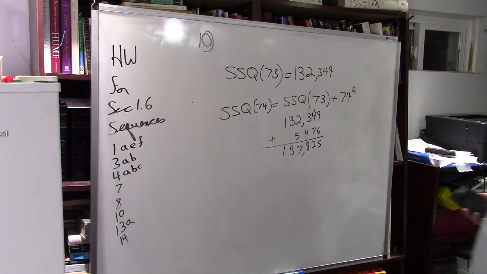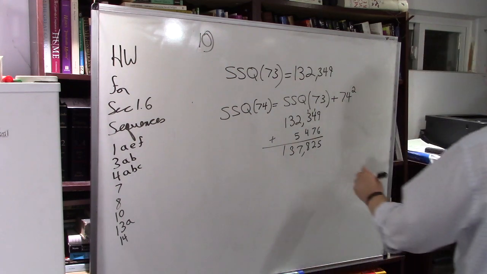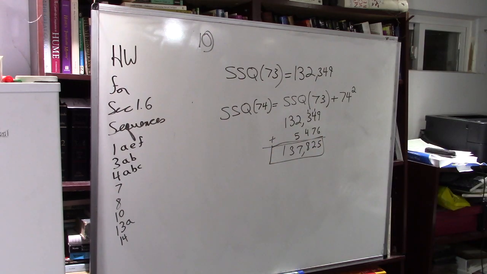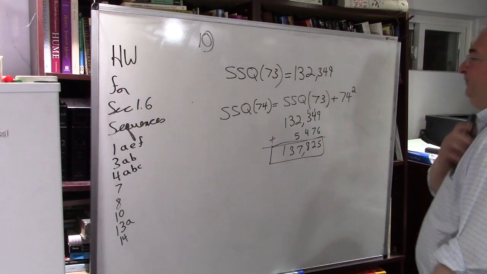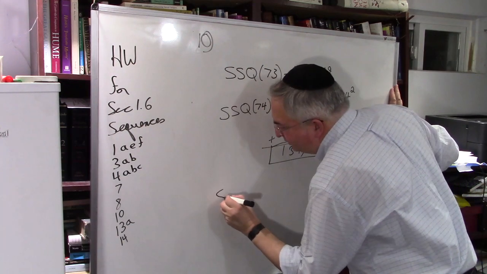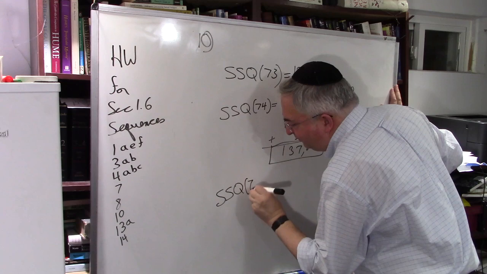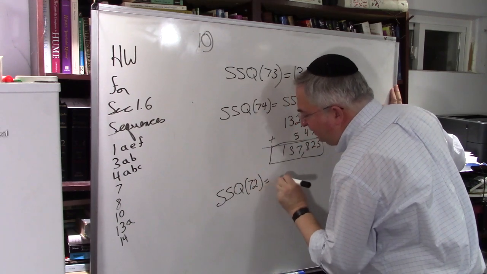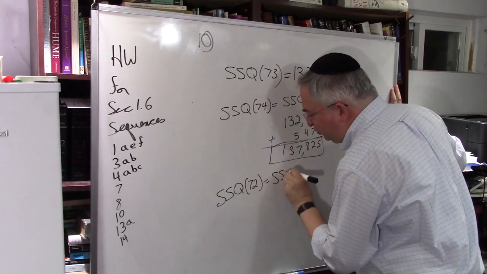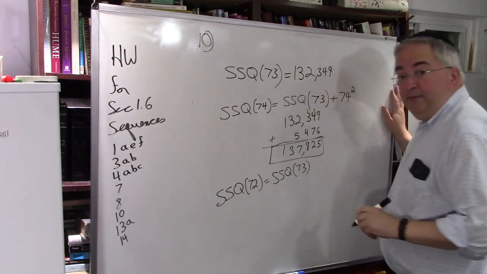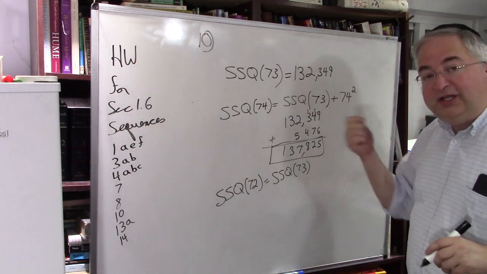Okay. Now they want us to calculate. Okay, so that's the answer to that. And now they want us to calculate the sum of squares of 72. Okay, so let's do this. How would you do SSQ, the sum of squares of 72? Well, it's equal to the sum of squares of 73, but take out the last term.